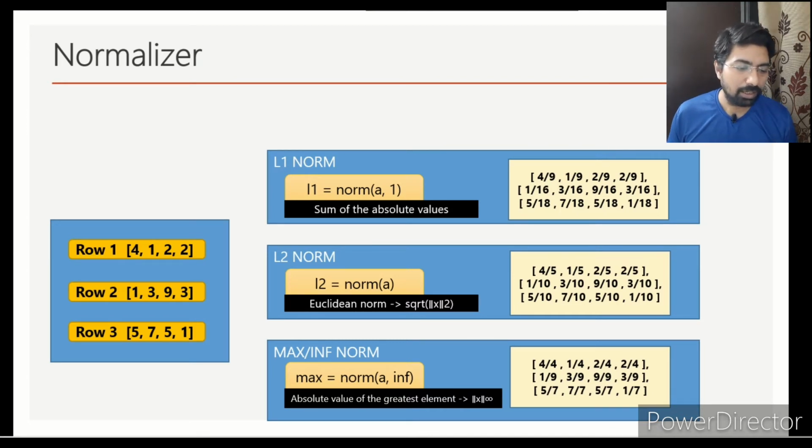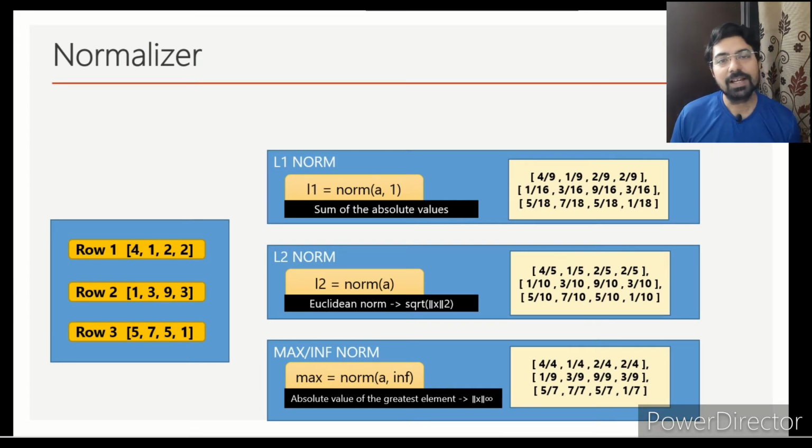In the L2 norm, defined by the Euclidean distance, you take the square of each value, sum them up, and then take the square root. Then you divide all the values in that row by that value. Let's discuss it with row 2. 1 squared plus 3 squared plus 9 squared plus 3 squared is 100. The square root of 100 is 10. So this will be 1 by 10, 3 by 10, 9 by 10 and 3 by 10.